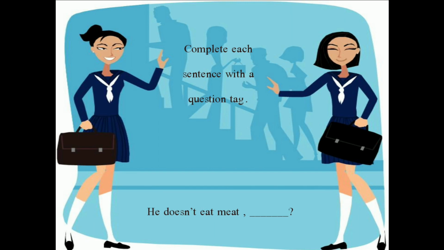He doesn't eat meat. Yeah, the auxiliary verb here, doesn't, is in negative, put it in positive, does, plus personal pronoun he. Does he? Great. You can swim. The main sentence here has a modal verb can in positive, put it in negative, can't, plus personal pronoun you. Can't you?